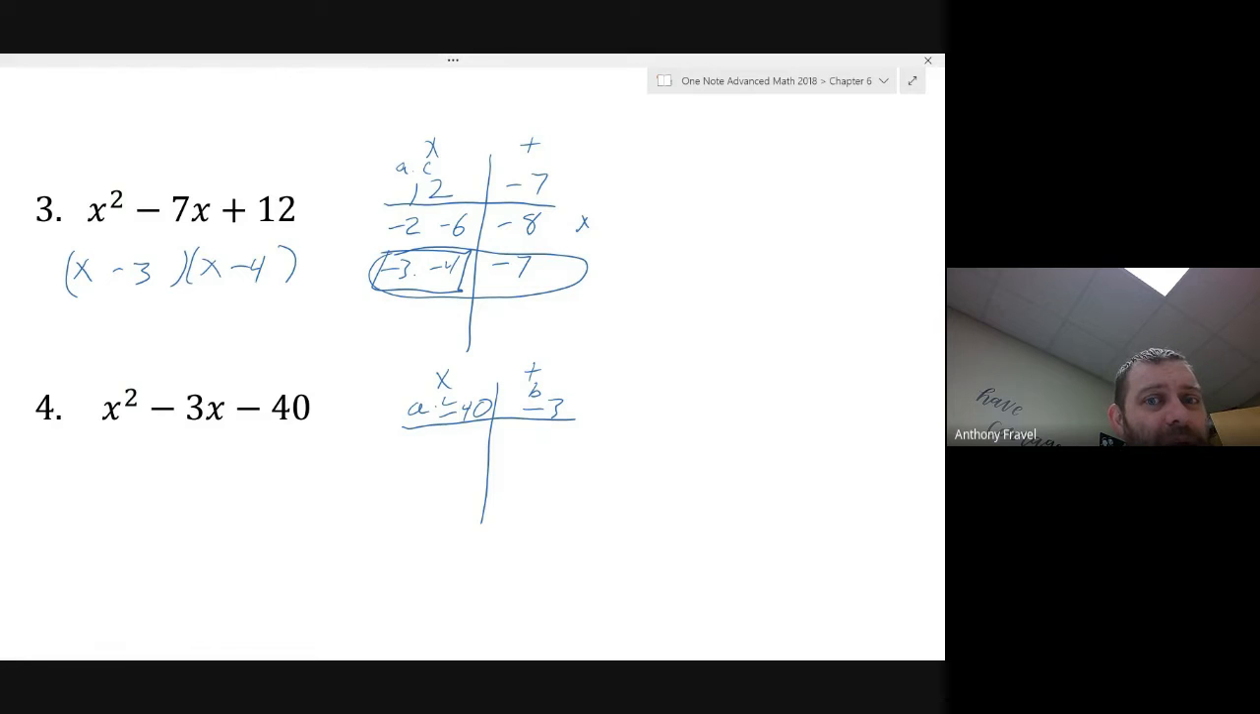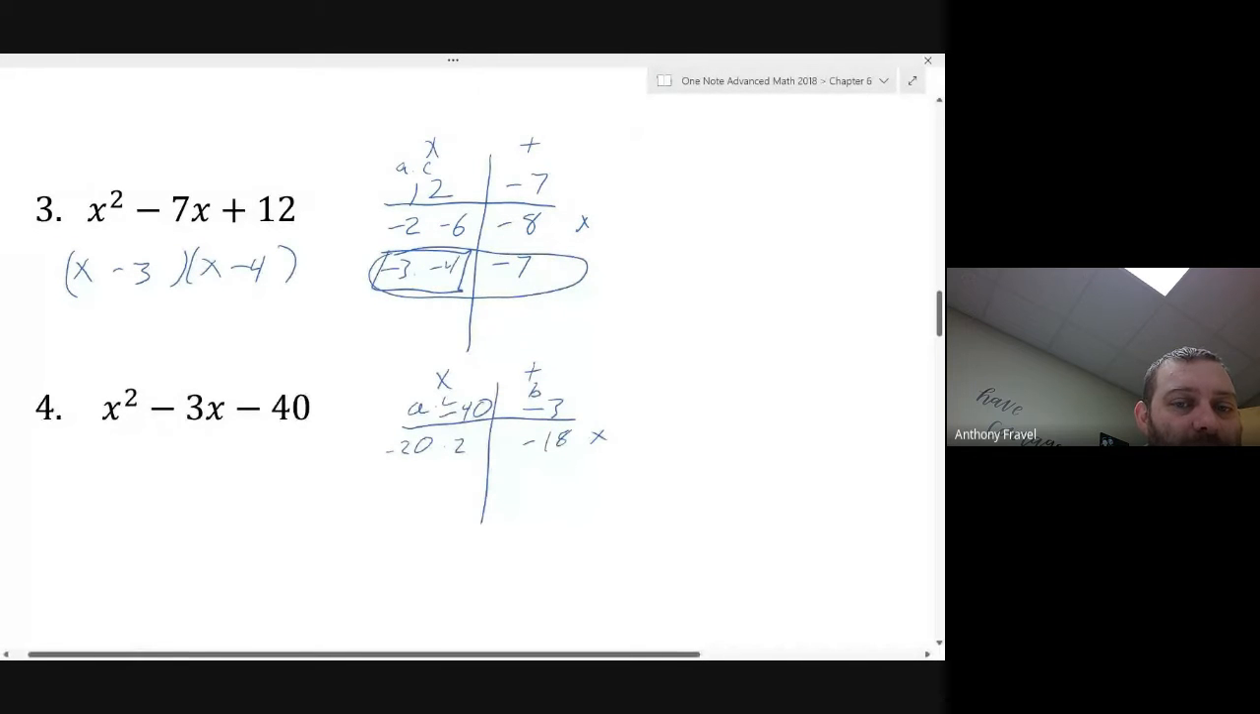Okay, and my final answer when they add together is going to be -3. It's a negative number, so that means my bigger number needs to be the negative one. All right, so I'm going to skip off. I'm not going to do 1 times 40 because it's not even going to be close. But I can do negative 20 times 2. All right, that gives me negative 18.